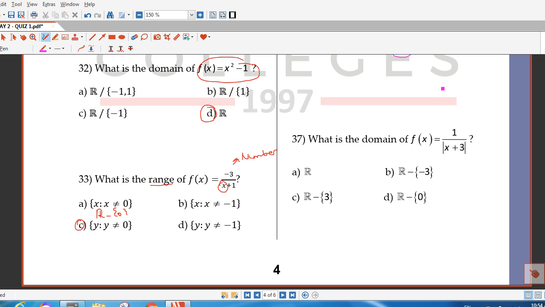Question 37, it is rational. Don't confuse it with the absolute value in the denominator. My logic is the same. If there is any solution of the denominator, we should subtract it from the real numbers. So the solution of the denominator is -3. So the domain of the function will be all real numbers minus -3.